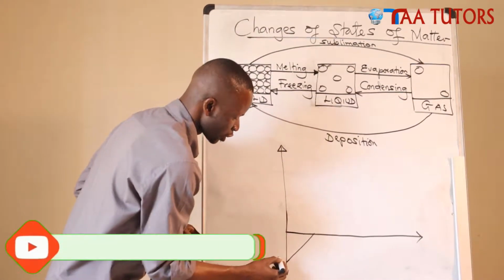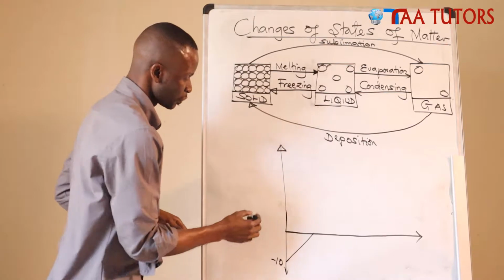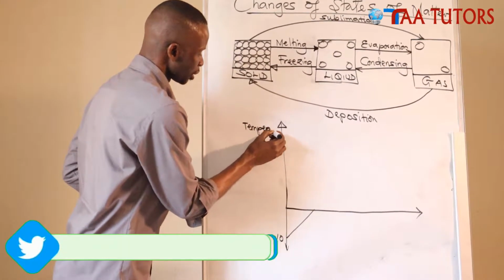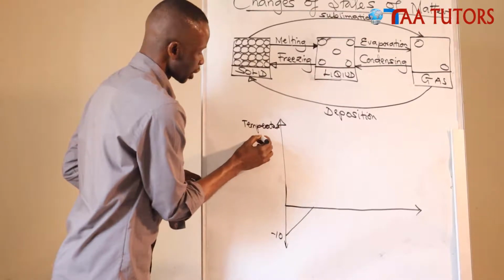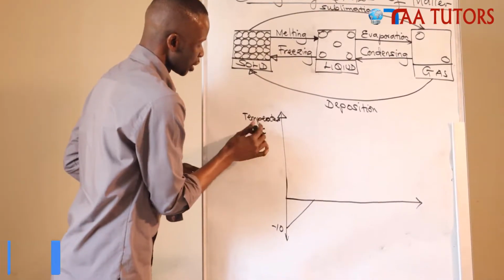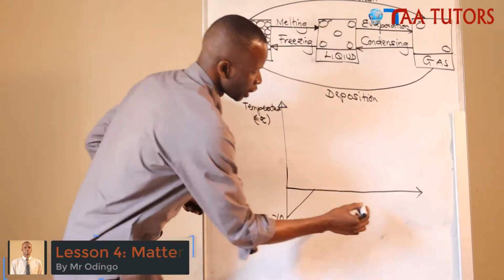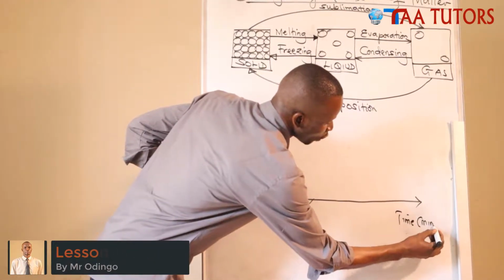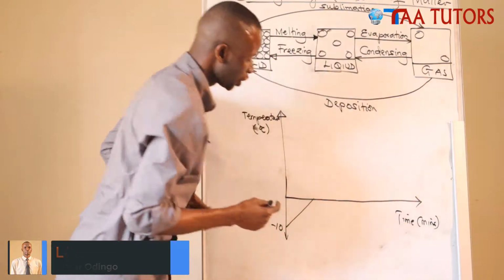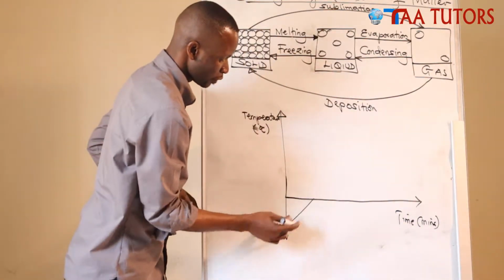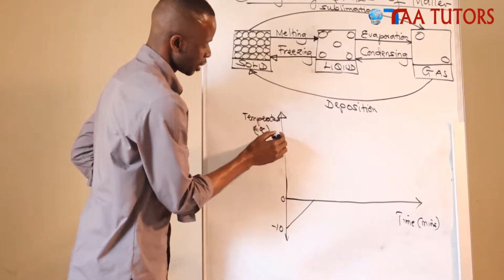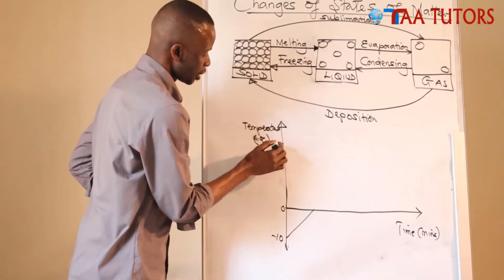melting from -10, for example, degrees Celsius. This is temperature, and we are measuring the temperature in degrees Celsius. This one is time, and this time is in minutes. So we want to see if you are heating water from -10 degrees Celsius, this is 0, and this one is 100. This is 100 degrees Celsius.